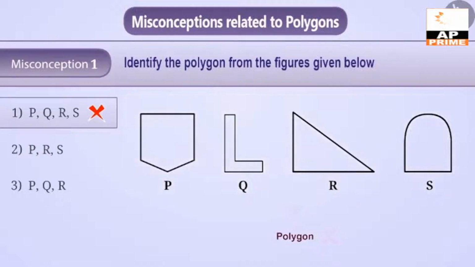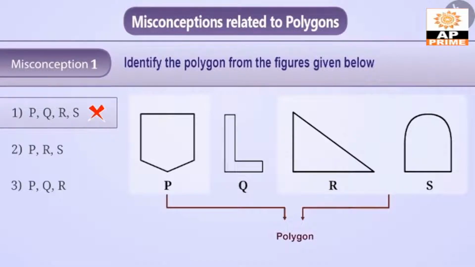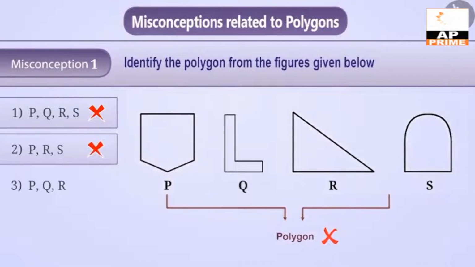Some students think that only large shapes or figures can be polygons. Since figure Q appears smaller, that is why they don't consider this as a polygon. They consider P, R and S as polygons and give answer as option 2, which is the wrong answer.